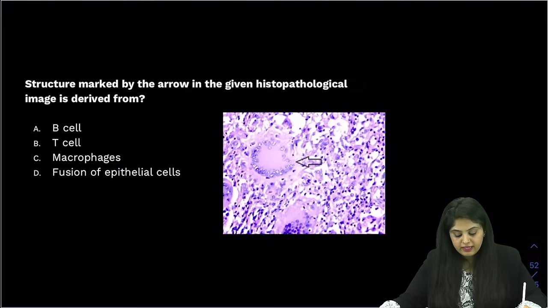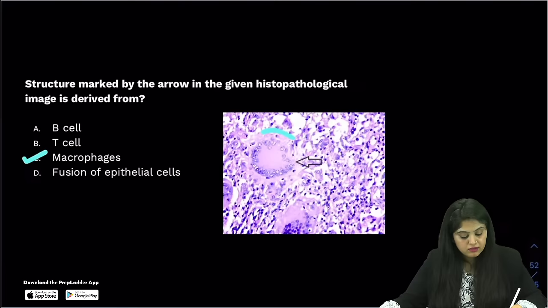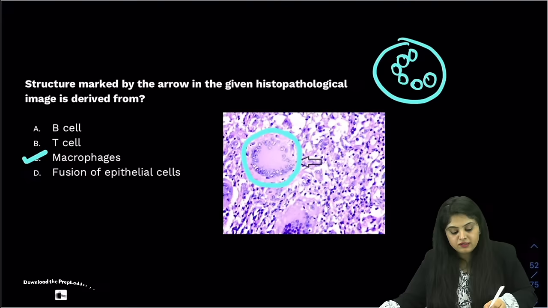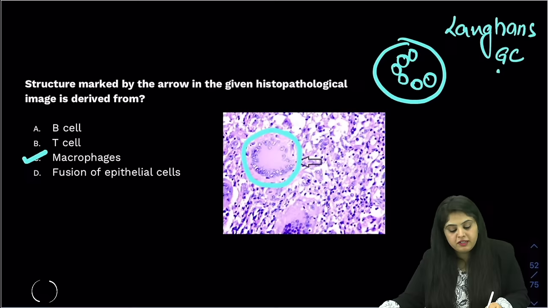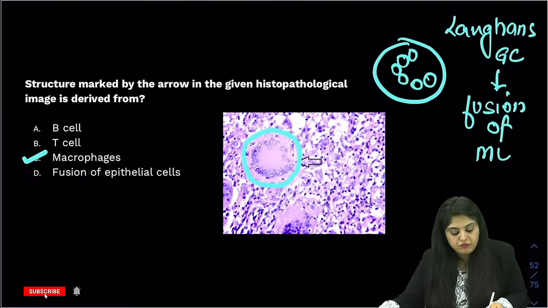So now, please remember, this we know. What was this? This was that horseshoe shape arrangement. That is a Langhans giant cell. I just need to know how a giant cell is formed. A giant cell is basically a fusion of macrophages, and that is common sense.